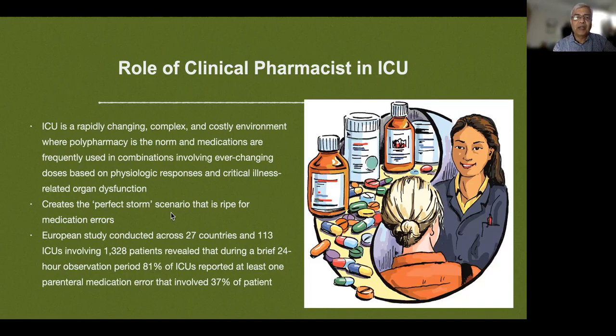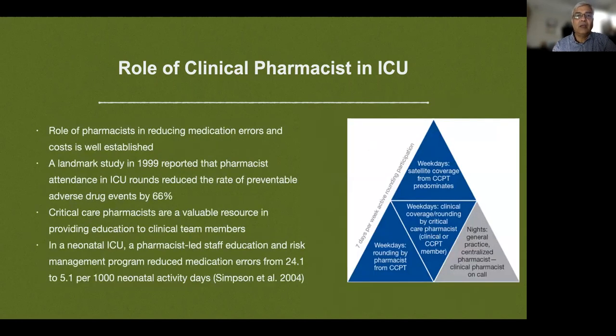A European study showed that in 1,328 patients, in a 24-hour observation period, 81% of ICUs reported at least one parenteral medication error, and that involved 37% of the patients. The clinical pharmacist in the ICU has a big role in reducing medication errors, and costs also need to be well established. A landmark study in 1999 showed that pharmacist assistants or attendants in the ICU rounds reduced the rate of preventable adverse drug reactions by 66%.